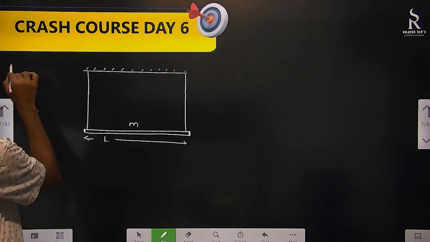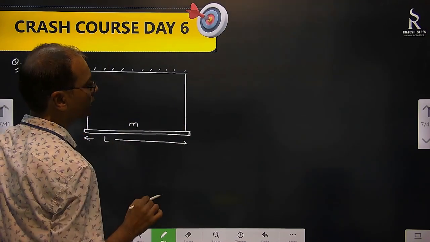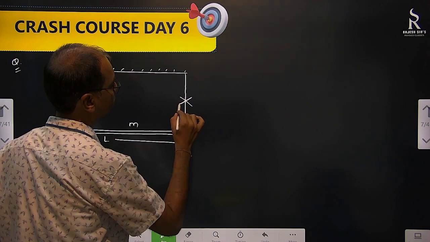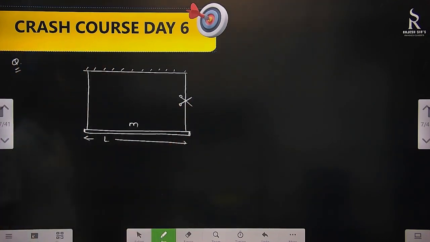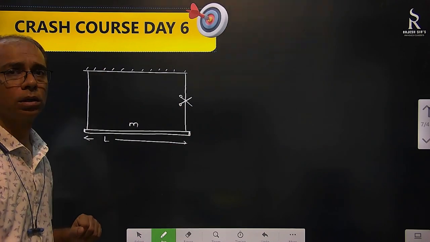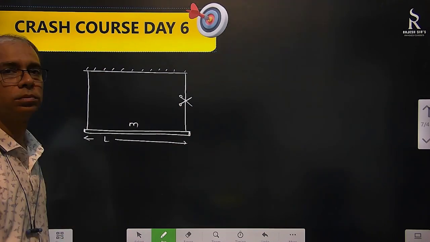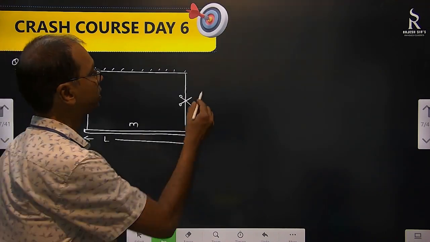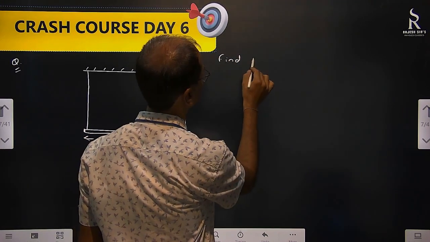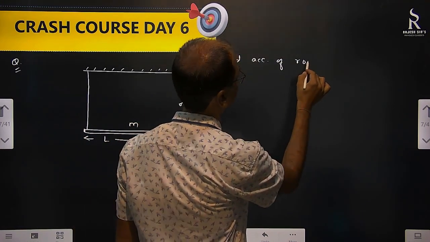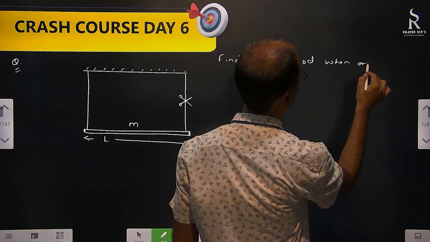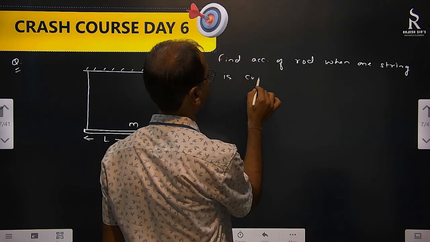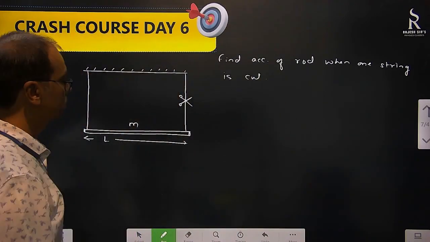The question says we are cutting this string. Now, when we cut this string, obviously the rod will go down. So they ask with what acceleration it is going down. Find the acceleration of the rod when one string is cut or snapped. Is it okay? Fine.